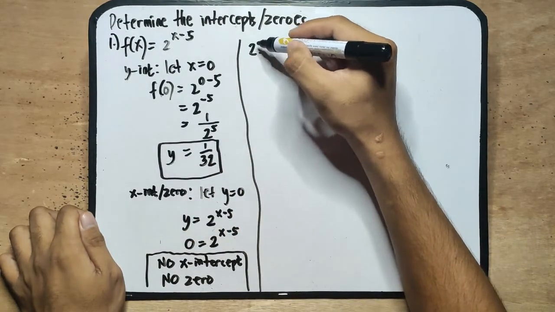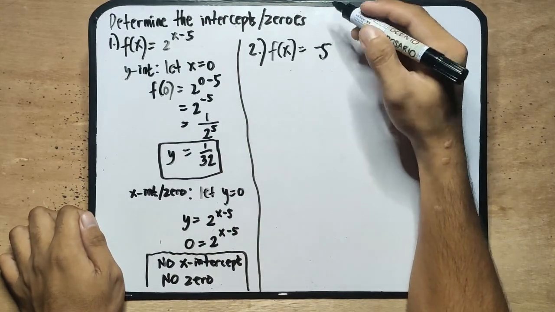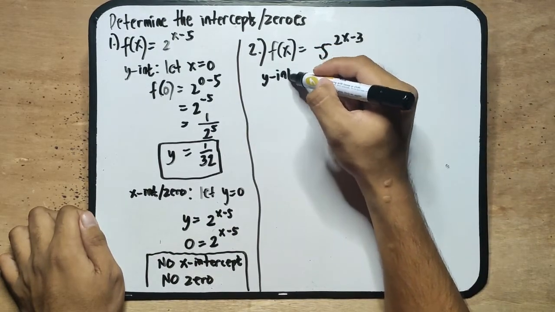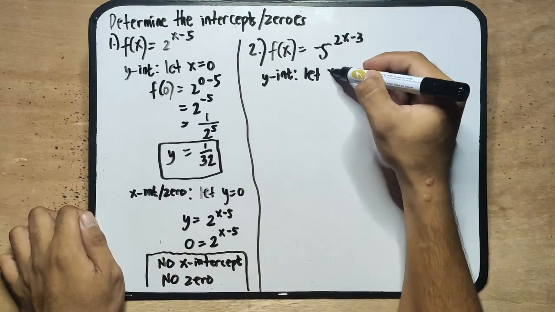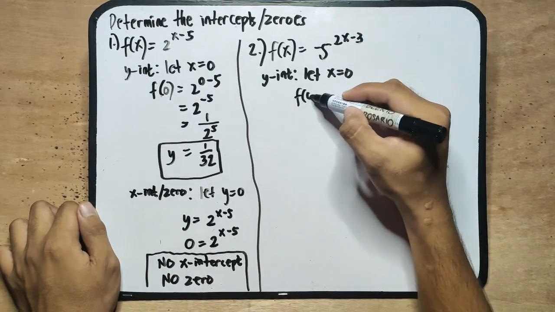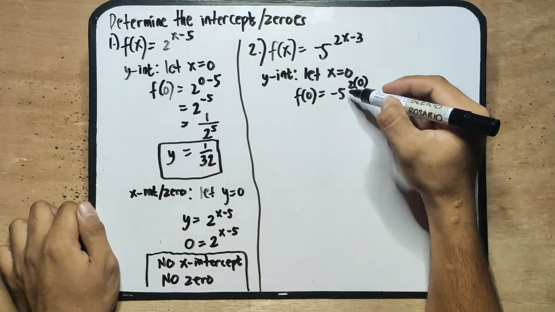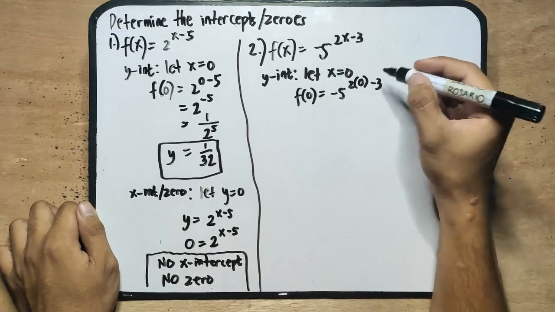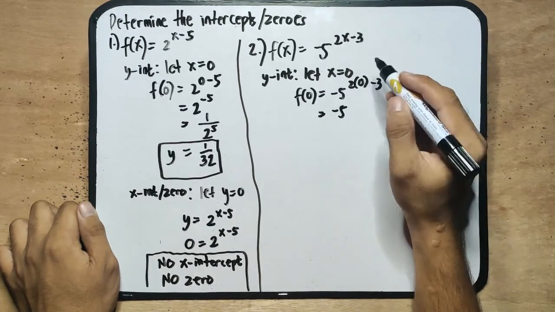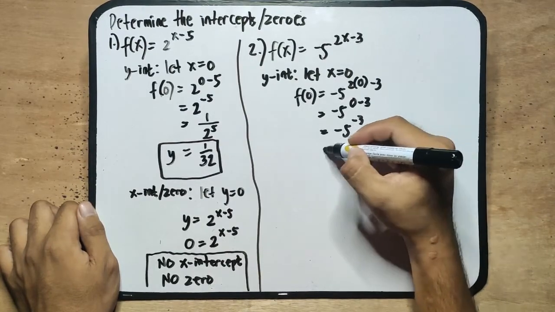So for the second item, we have f of x is equal to negative 5 raised to 2x minus 3. So to obtain the y-intercept, we let x be equal to 0. So substituting 0 here, we have f of 0 is equal to negative 5 raised to 2 times 0 minus 3. So solving further, we have negative 5, 2 times 0 is 0, then minus 3. So negative 5 raised to negative 3.